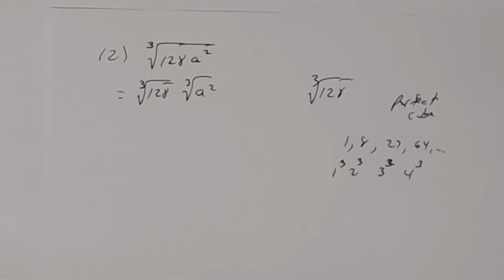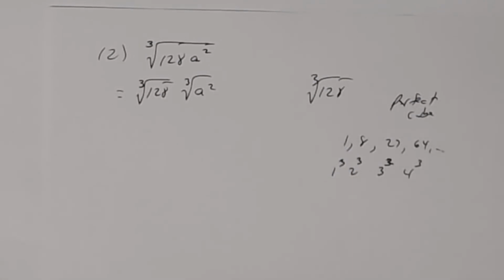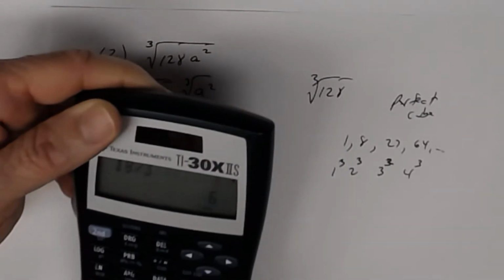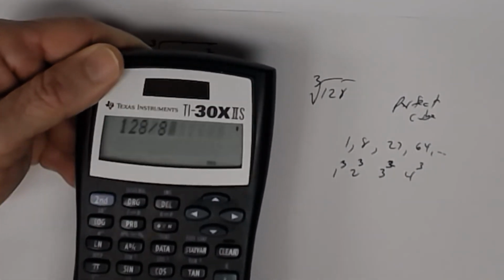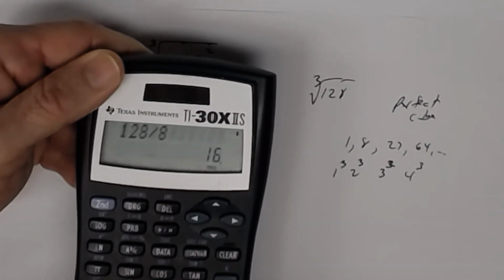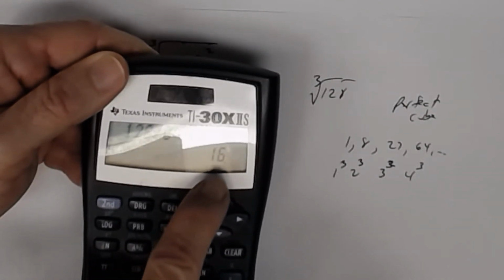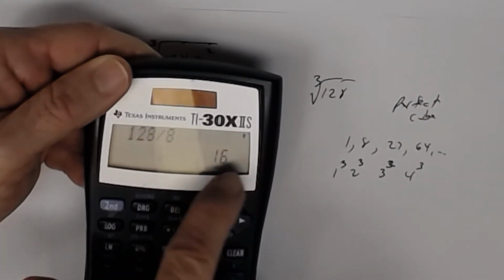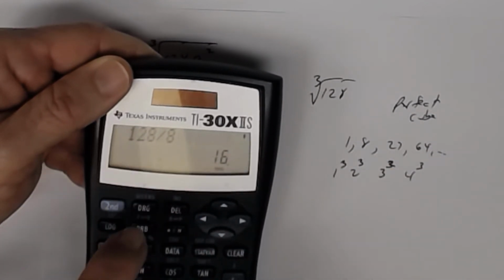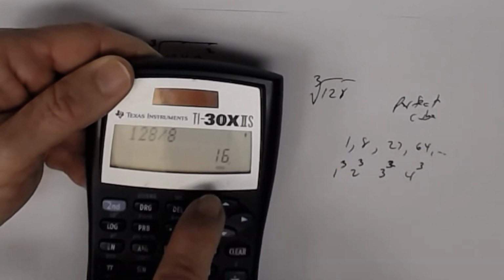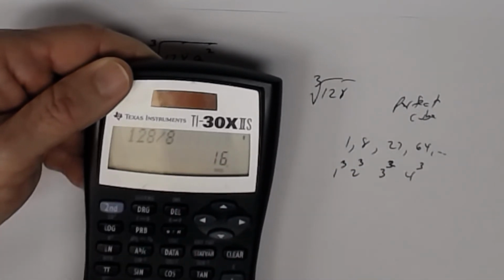Okay? So 1 goes in everything. So let's try 8. Let's see if 8 works. So 128 divided by 8 equals 16. Okay? And notice, doesn't 8 go into 16 as well? So is 8 the largest perfect cube? No, because 8 goes into 16 also. So that 8 times this 64.